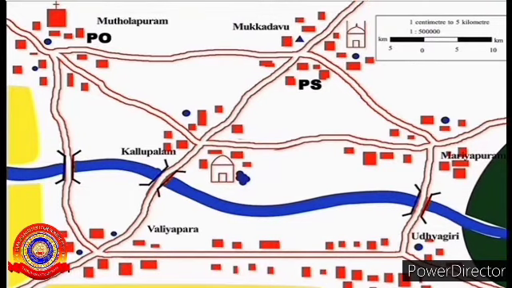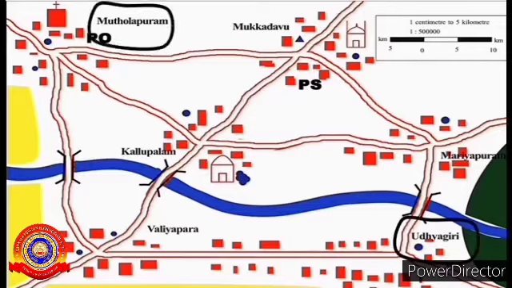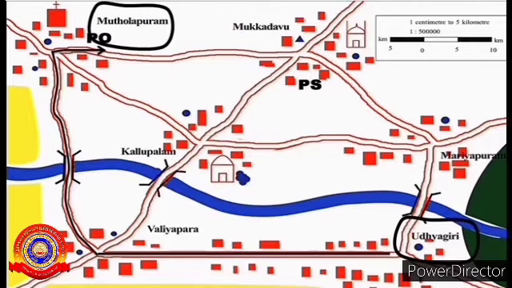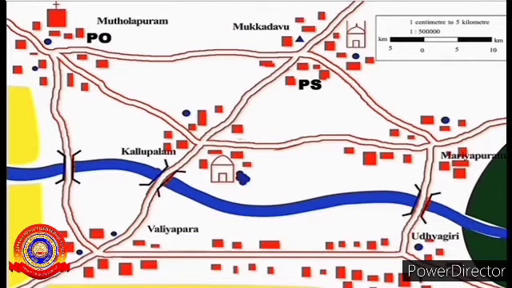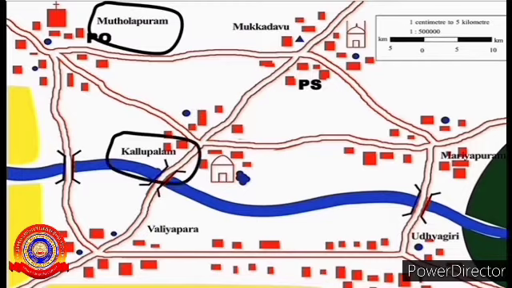Question number 1. Which is the shortest route for Gopu, who resides at Kallupalam, to reach his uncle's home in Udayagiri? Second question. How long should he travel from Udayagiri to Muttolapuram market via Valyabara? Third question. How much distance should he cover from Muttolapuram back to his home at Kallupalam via Mukkadavam?